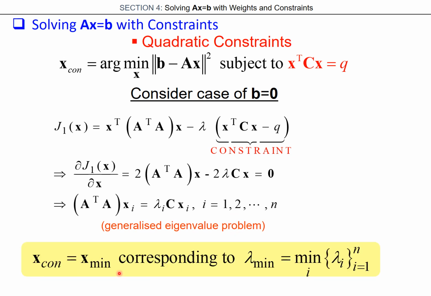And it's not difficult to show with the constrained optimization that the value for the constrained optimization x is equal to x min, where x min corresponds to the lambda which is the minimum of all the eigenvalues. So basically you look for the minimum eigenvalue, look for whatever that x is, and that gives you the constrained solution up here.